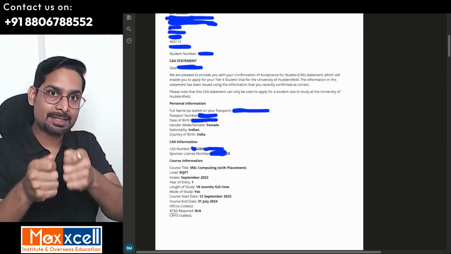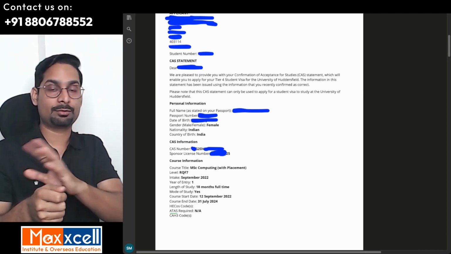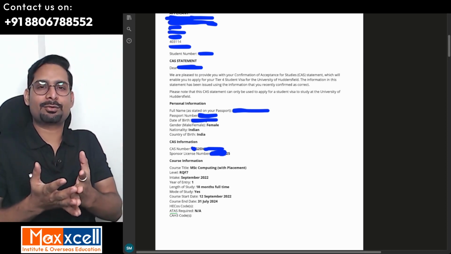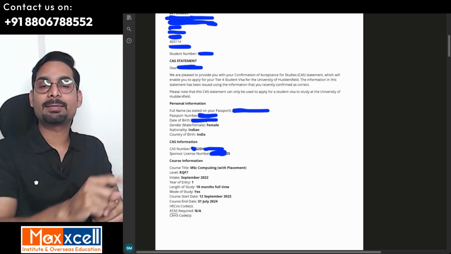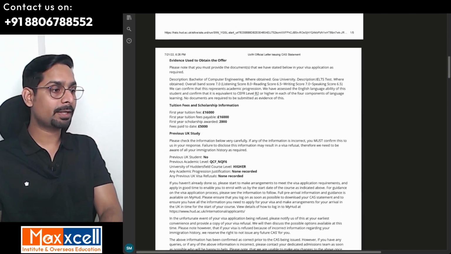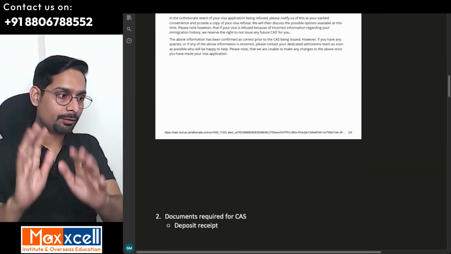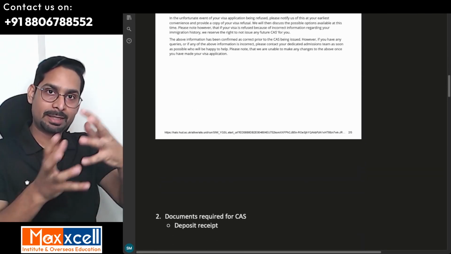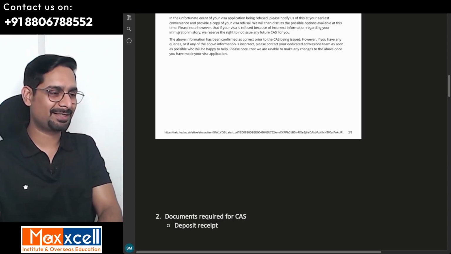So this is your document, not the offer letter. The offer letter has nothing to do with it when you apply for visa. The CAS statement is what you need to use when you apply for visa. As I said, today we'll only focus on CAS. We'll talk about the visa documentation and visa procedure in some other video.